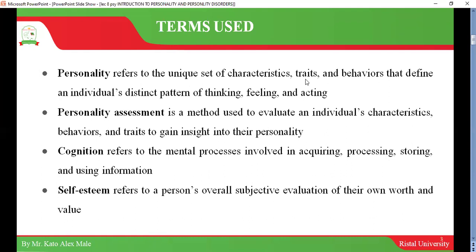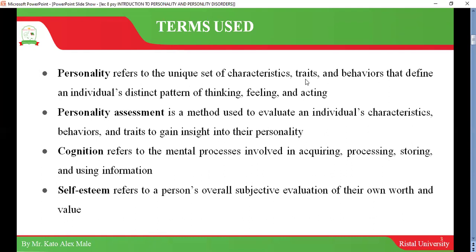Then cognition is also an important term here. Like we said, personality defines cognition. So cognition refers to the mental processes involved in acquiring, processing, storing, and using information. Remember, you utilize this information to think, to act, and it also depends a lot on how you feel. You understand?